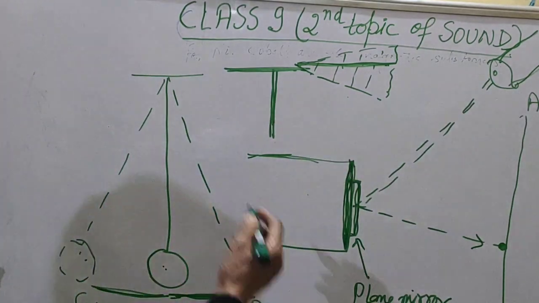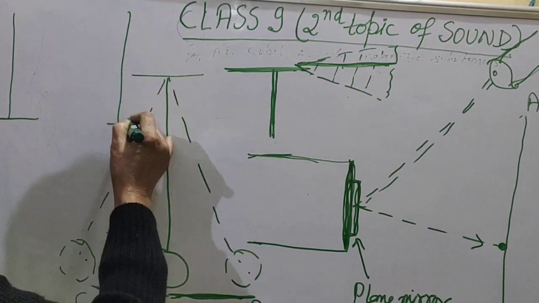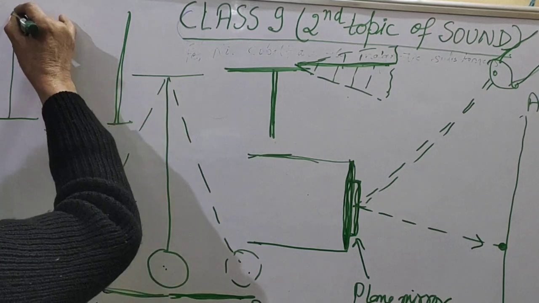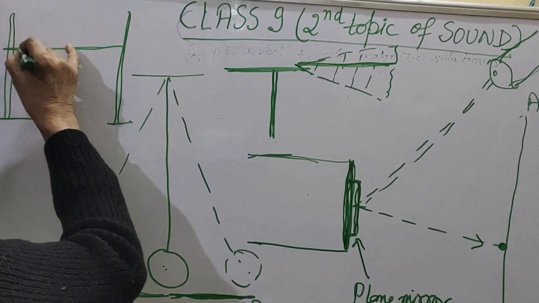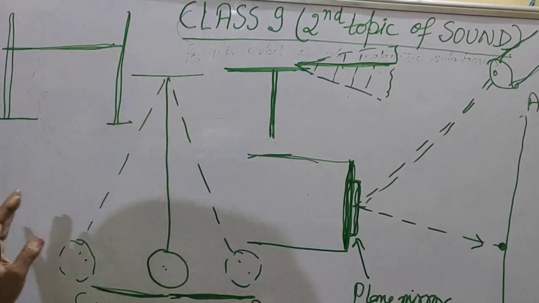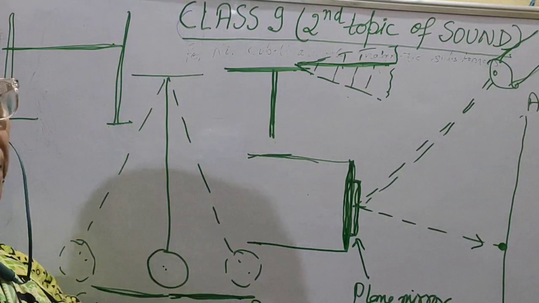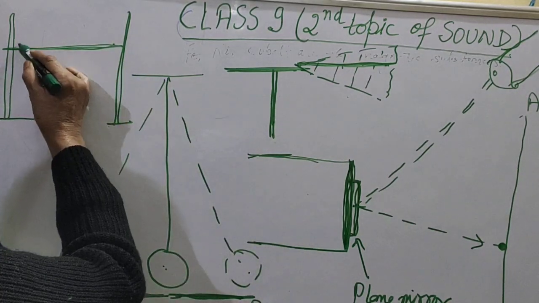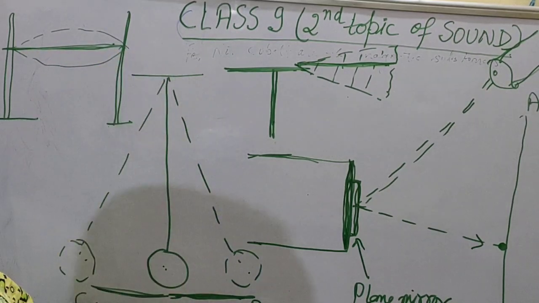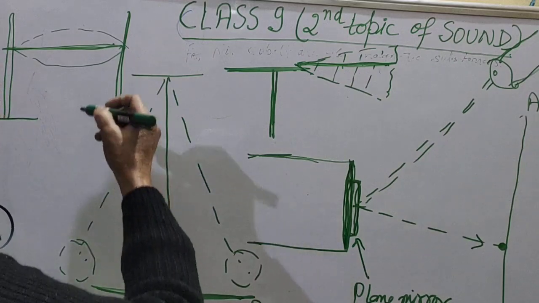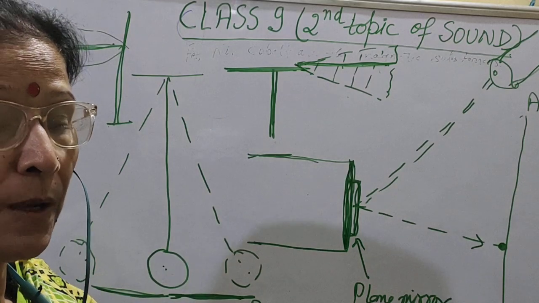Again, one more example, children. We have two stands here, and we tie a string between the two stands. This is the mean position of the string. Now we pluck the string from the middle. What happens? We see that the string starts executing this kind of motion. So is the motion of this string oscillatory or vibratory?